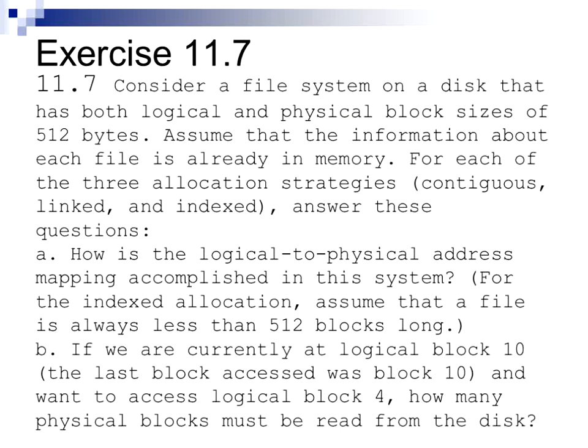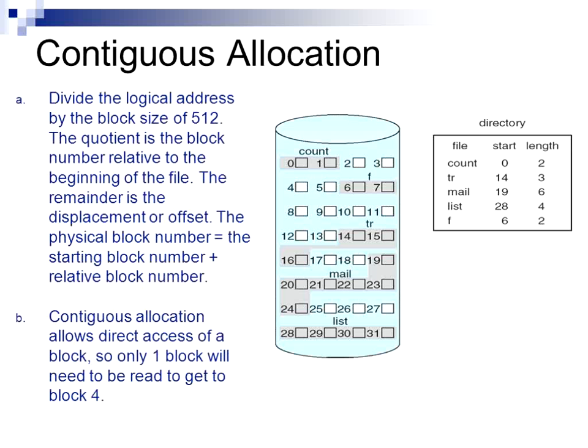Okay, so we're going to be doing question 11.7, where we're looking at a file system that has logical and physical blocks of 512. And it's asking first, how is the logical to physical mapping done? And then second, how many blocks must be read in order to read block 4 from disk? Okay? So we're here looking at contiguous allocation.